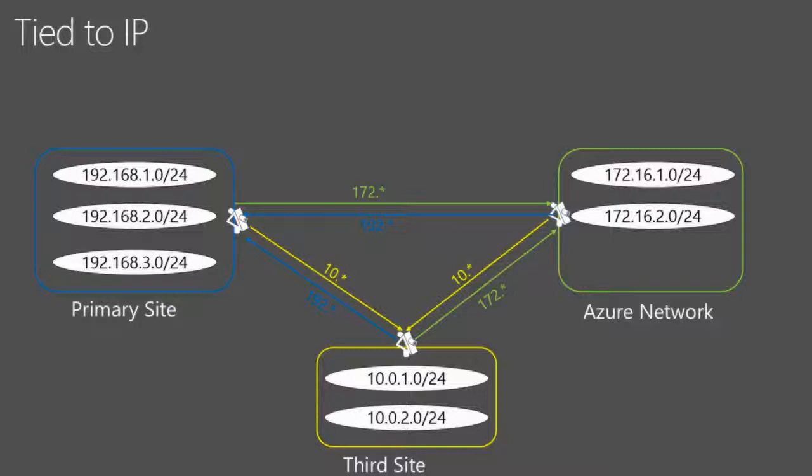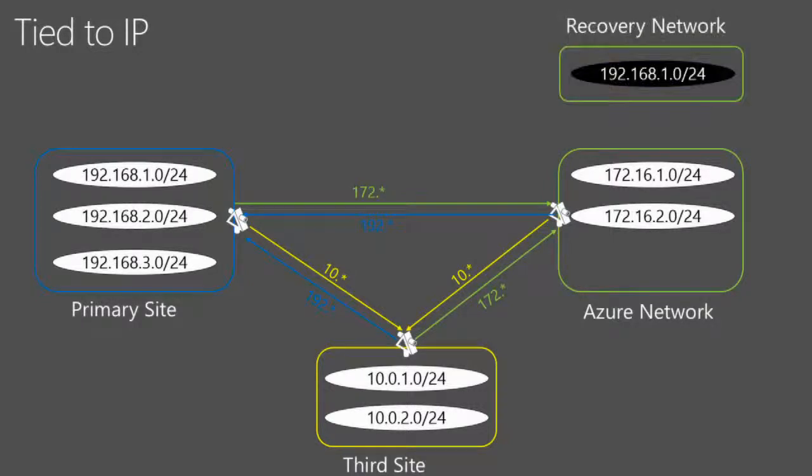Now, how does failover work? Once you set up the recovery network, you have said this is the place where I will fail the applications into. Now this is before failover. What happens after failover?